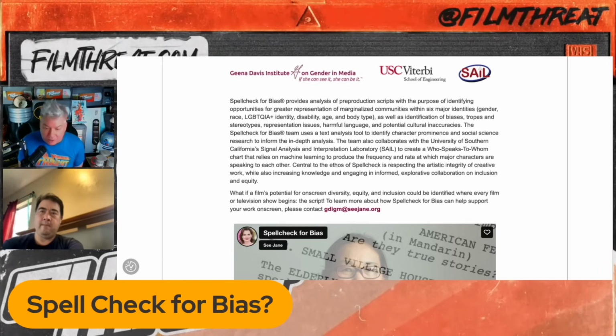The team also collaborates with the University of Southern California's Signal Analysis and Interpretation Lab, the acronym is SAIL, to create a who-speaks-to-whom chart that relies on machine learning to produce the frequency and rate at which major characters are speaking to each other. Central to the ethos of Spellcheck is respecting the artistic integrity of creative work, while also increasing knowledge and engaging in informed, explorative collaboration for inclusion and equity.